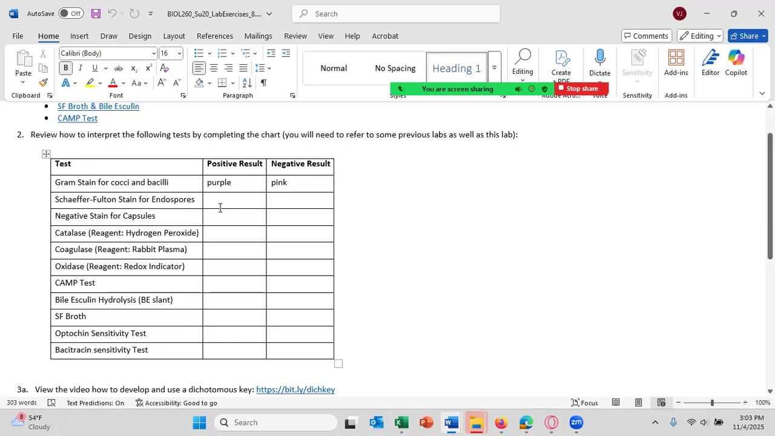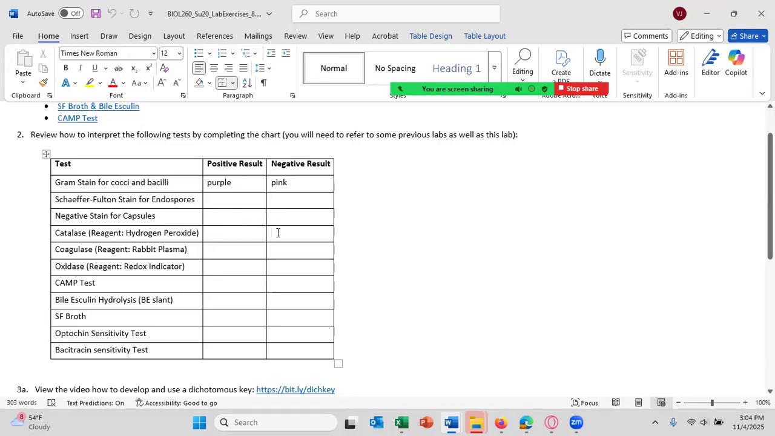For the Schaefer-Fulton stain for endospores, give me the positive result here and the negative result there. If you need more room, just expand the column and type it in here. You can also expand the table by blowing it up that way. For the negative stain for capsules, give me the positive result there and the negative result there.